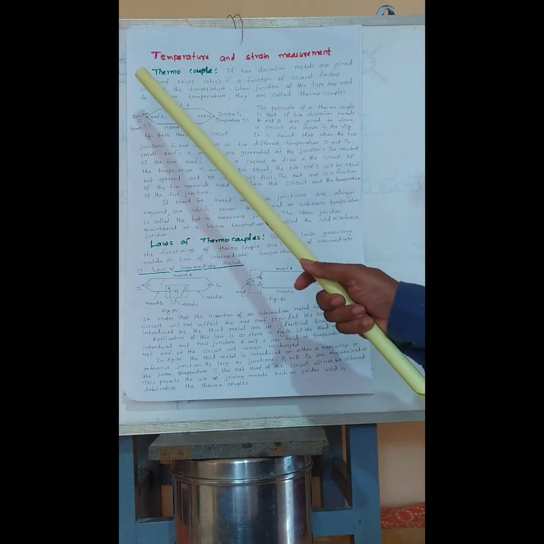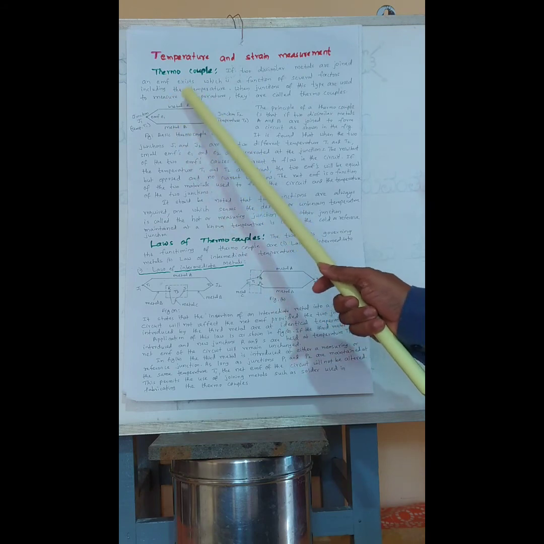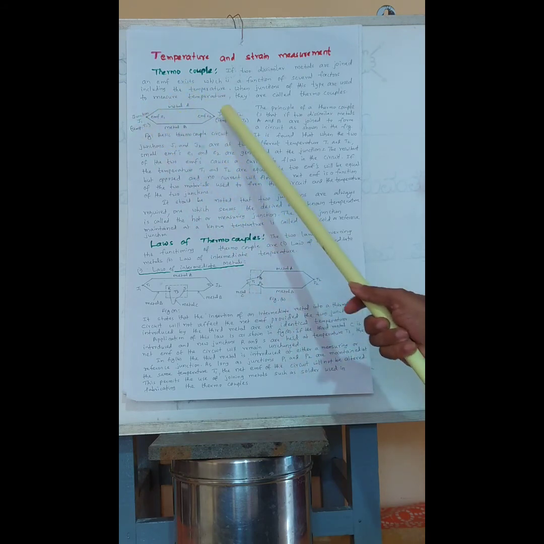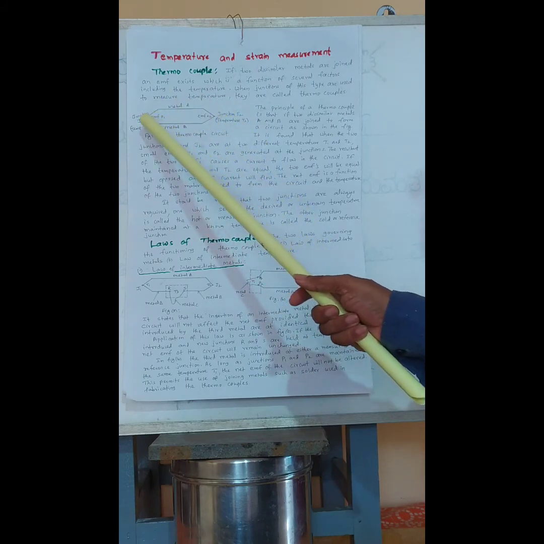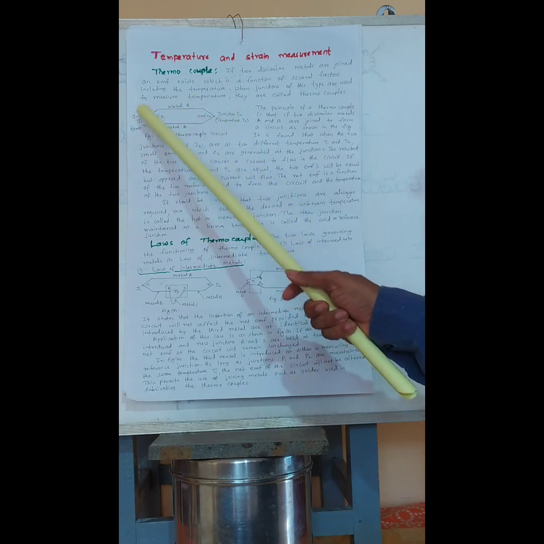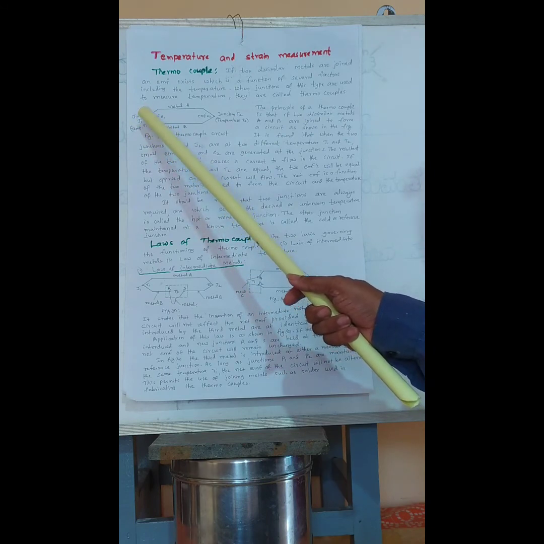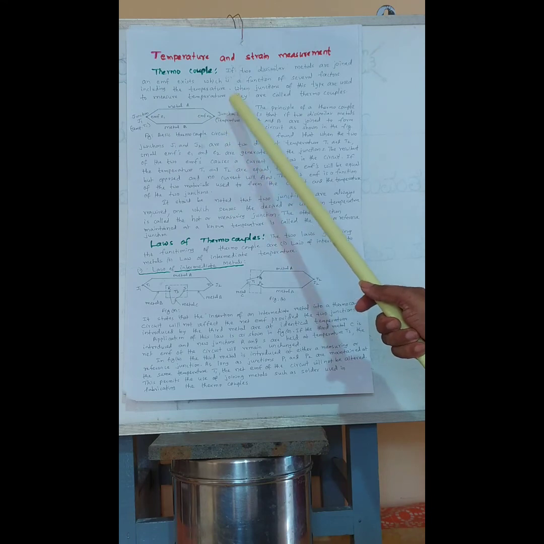This is the typical schematic diagram of the thermocouple. There are two dissimilar metals, metal A and metal B. These are the two junctions J1 and J2. At junction J1, it produces an EMF of E1, and at J2 it produces an EMF of E2. The temperature at junction J1 is T1 and the temperature at J2 is T2.